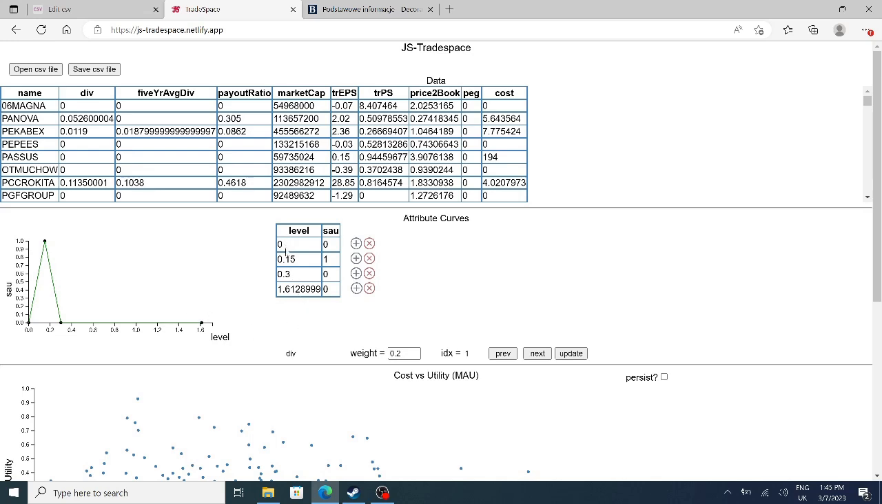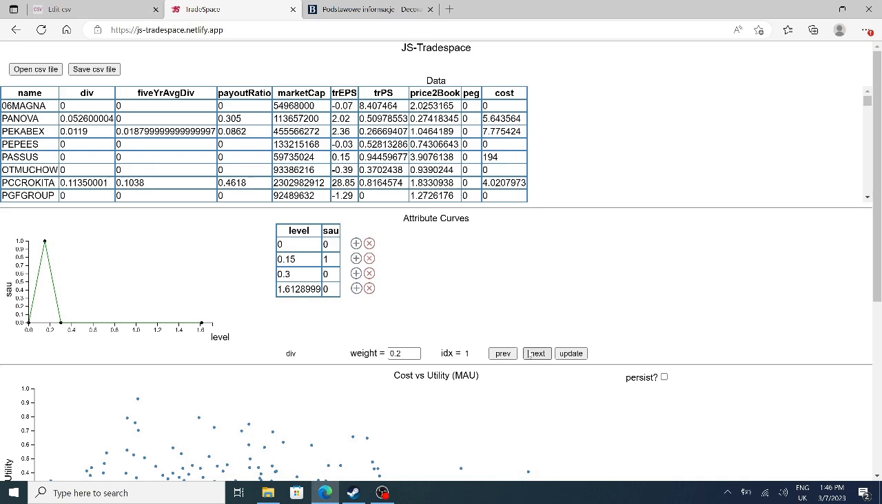What I put here as a curve is that for 0% you get 0, and the most desired is around 15%, and above that it's probably not very sustainable. So we roll back to 0 for 30%, and I give it 20% weight. And this is just the current year dividend.